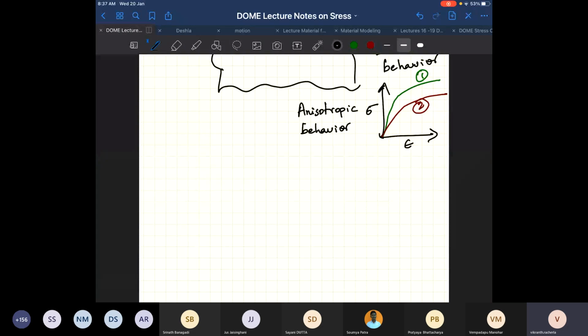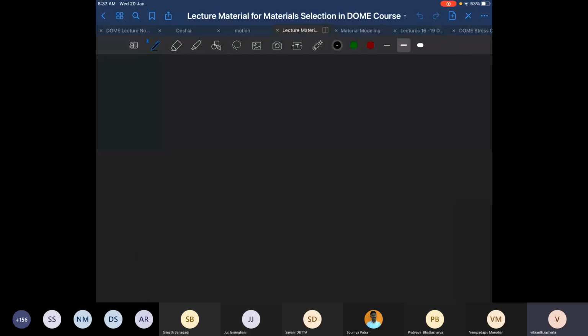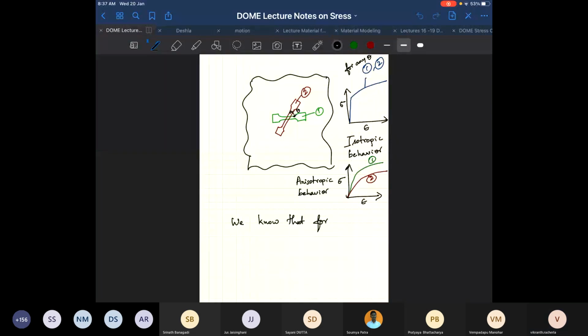Now, when I looked at the elastic modulus, if I am looking at linear elastic material behavior, what kind of a quantity is the modulus tensor? So we know that for linear elastic, okay, before we come to this, let me go back.